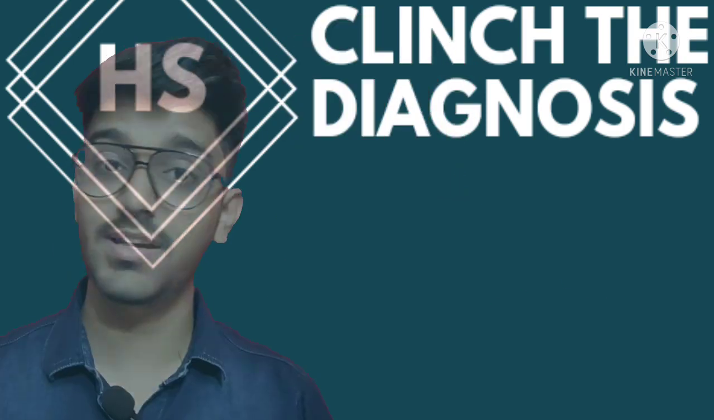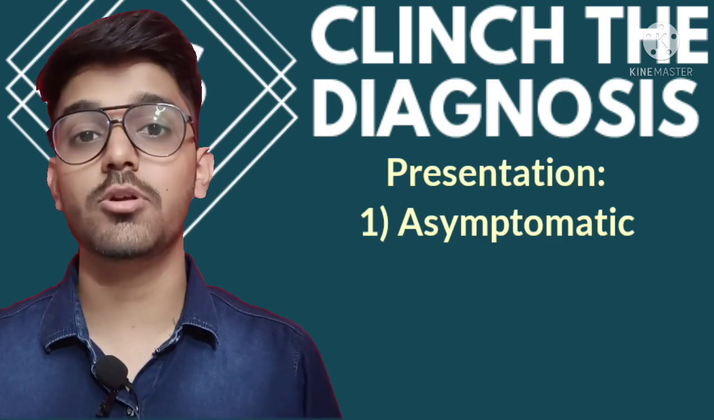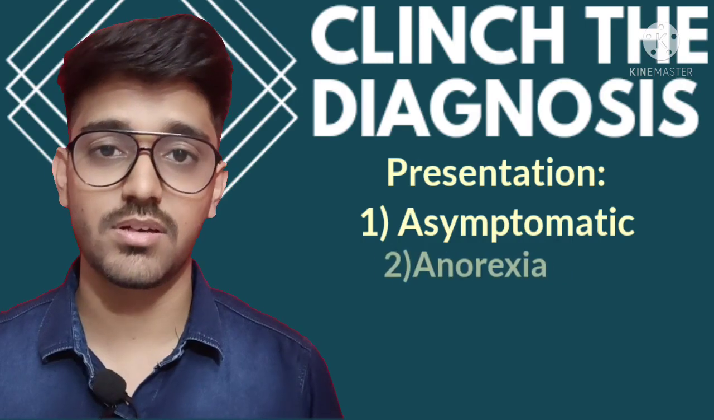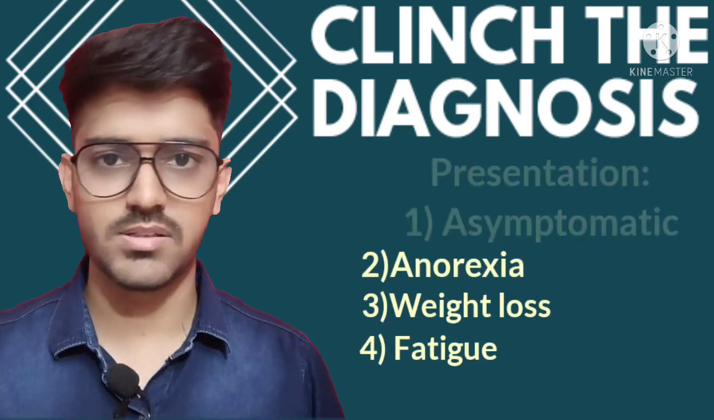So now, as we've seen the pathophysiology, let us see how a patient of liver cirrhosis would present. Would he always be symptomatic? No, he might not be symptomatic. So what would be the symptoms if he is symptomatic? So like any chronic condition, he would have anorexia, weight loss, and in general fatigue. So what about the ascites and the other symptoms?